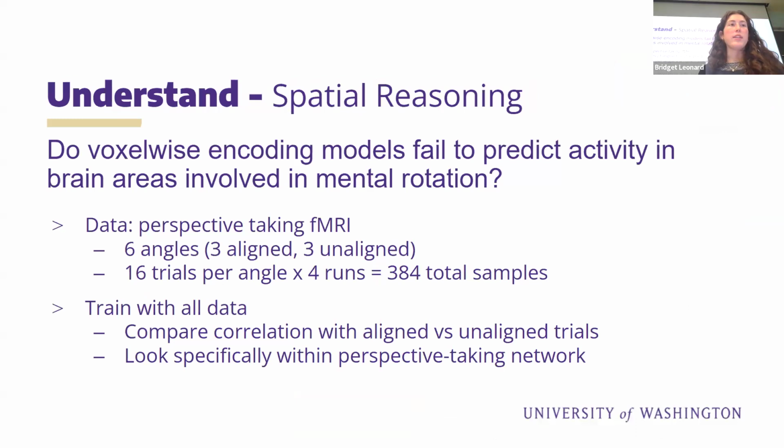To look a little bit more into the actual representations in the model, we're going to use some voxel-wise encoding models again. Training it on all that perspective taking fMRI data, we had about 384 samples total, so it's pretty small. It's probably not the best way to make a voxel-wise encoding model. We'd more likely want to train something more naturalistic and test it on perspective taking, but we're limited by the amount of fMRI data we have for specific subjects. So in this way, we could train with all the perspective taking data and then compare correlations split between aligned trials and unaligned trials, and look specifically at how that compares to the perspective taking network.